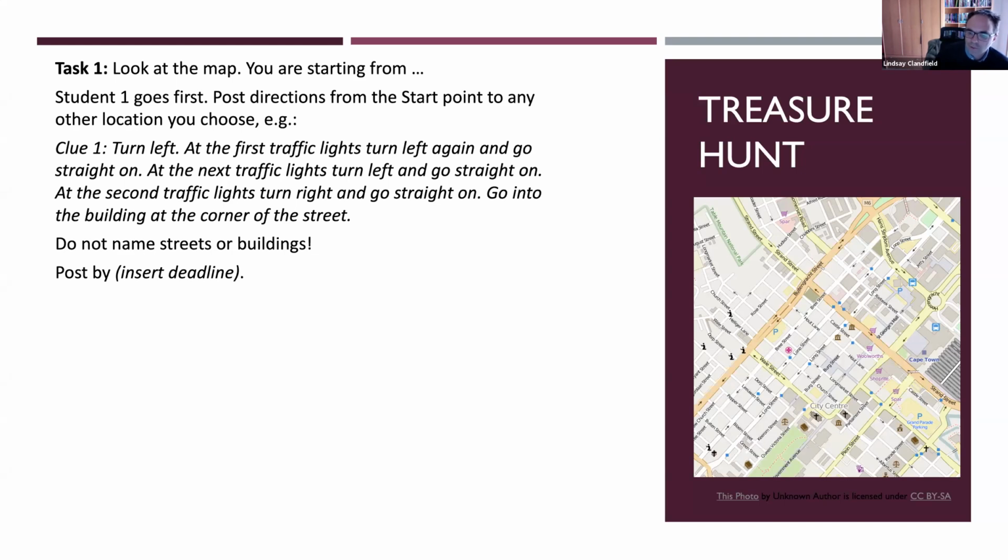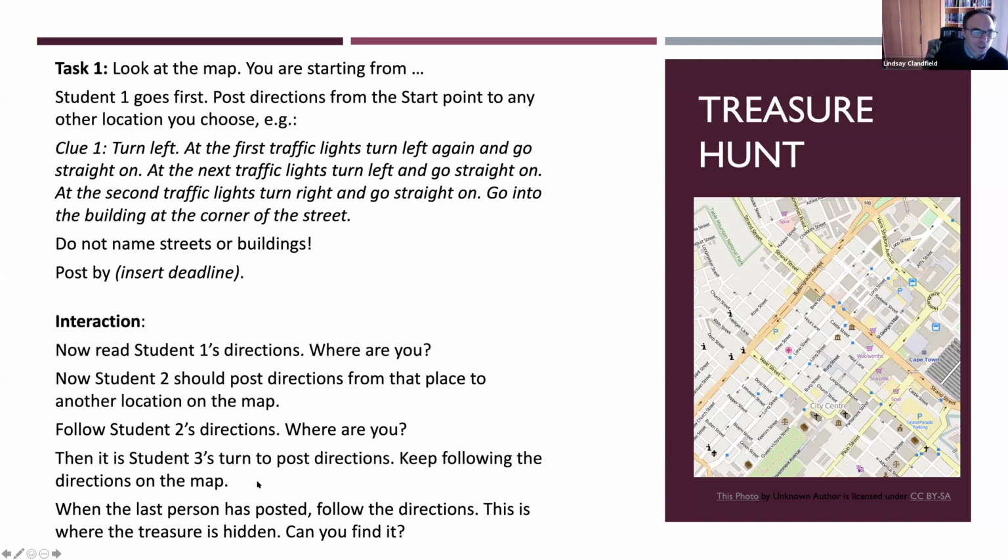So you nominate a student and they have to give directions, like go down 3 streets, turn right, go down 1 street, go onto the left corner. They can't put names. Then student 2, you nominate, reads student 1's directions, finds out where you are, and doesn't write that. Then you write directions from that place to another location on the map. And then student 3 has to follow student 2's directions, and then they keep going, adding another place, yeah?